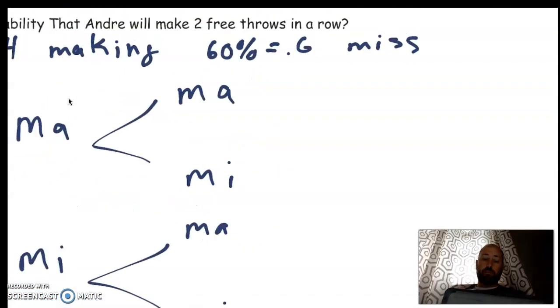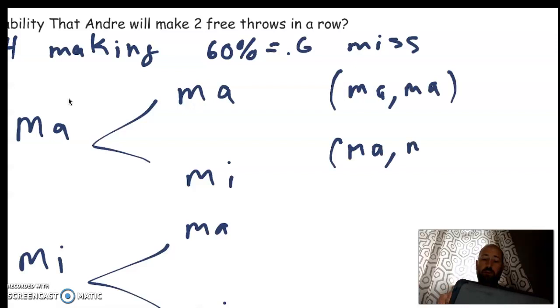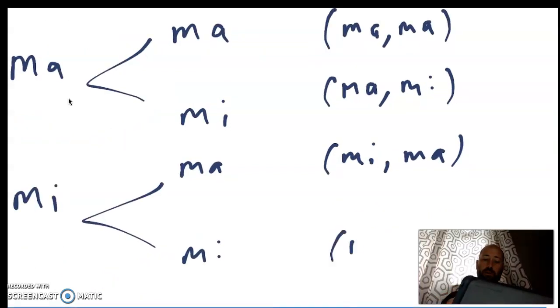I'm going to write them out. Make, make. He can make it, then miss it. He could miss it, then make it. And he could miss it, and then miss it.